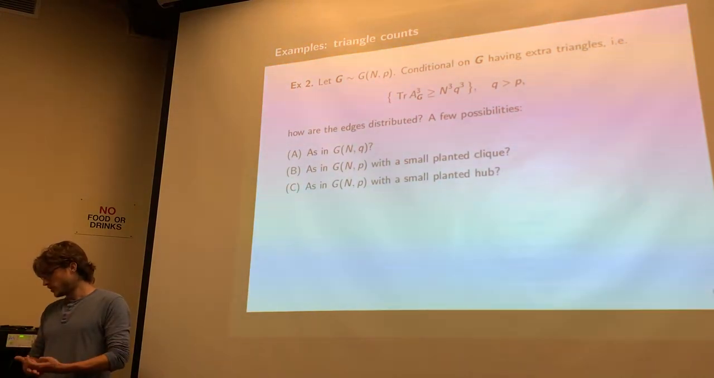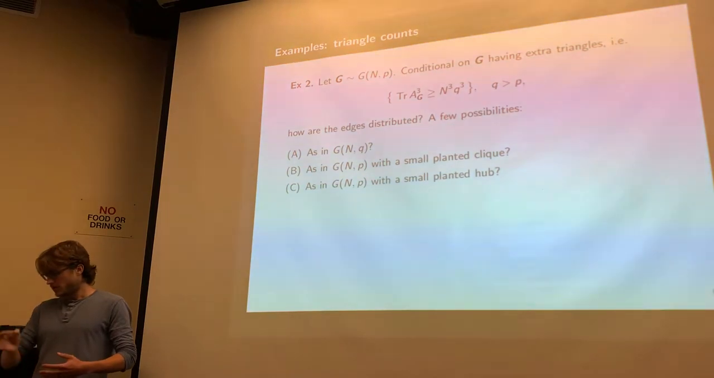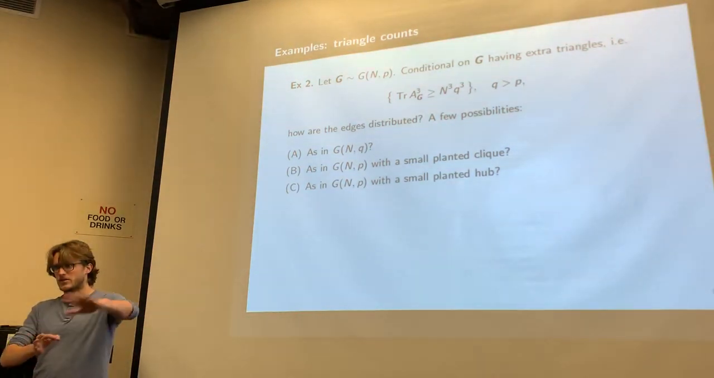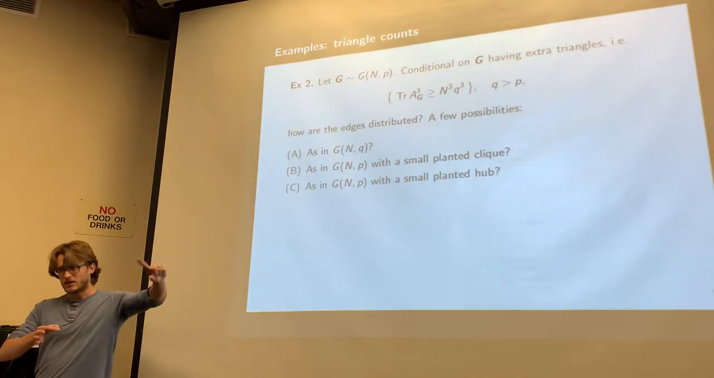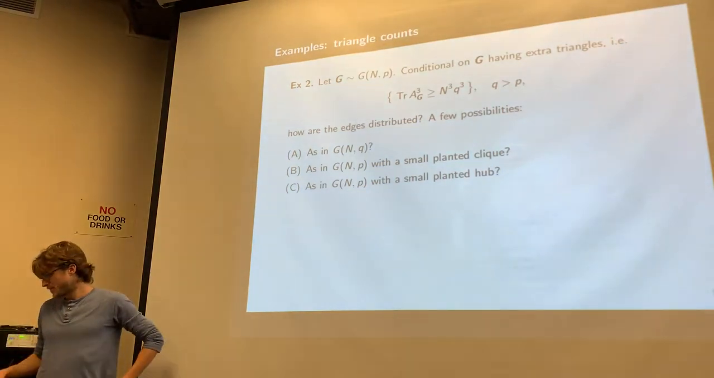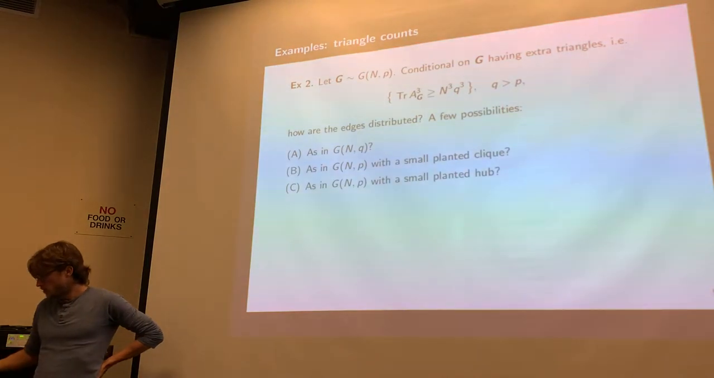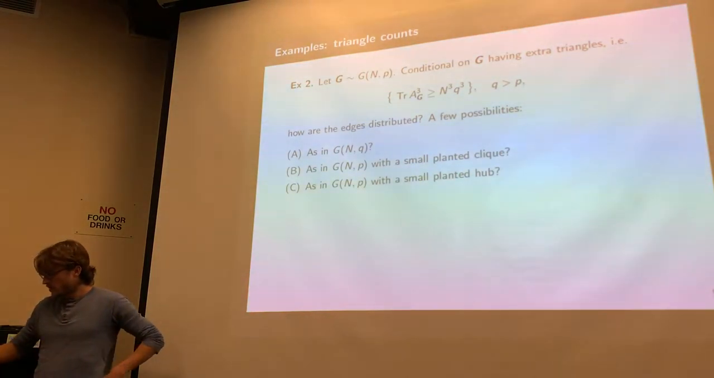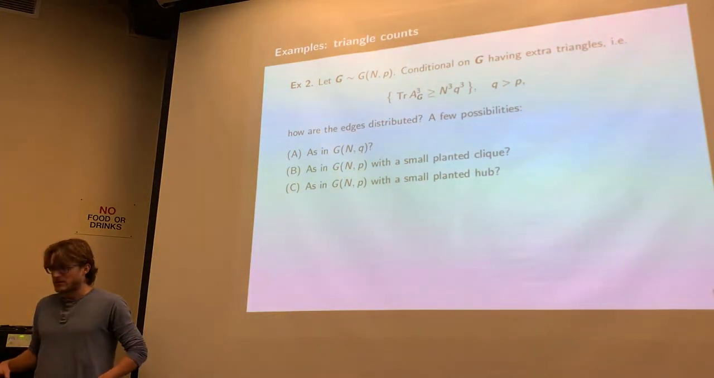Another structure that you could plant would be what I'll call a hub, where you have a small set of vertices that are connected to everybody else. And this gives you a lot of triangles, because any edge in the complement of the hub will complete a triangle with every vertex inside the hub. Okay, so we don't have full answers to these questions, but all of the partial answers we have say that it seems like it's one of these three.